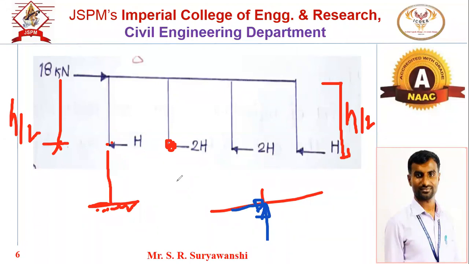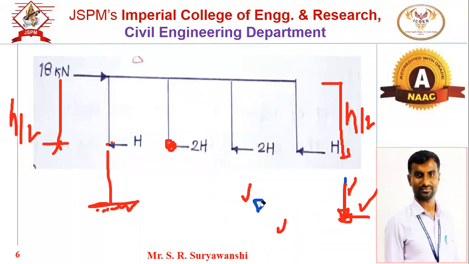If you take the section in case of beam, or if you take the section in case of column, what we get is two reactions. One is vertical, another is horizontal, or we can say two forces you will get. That forces we have to find out using available equations, Fx, Fy, and moment.